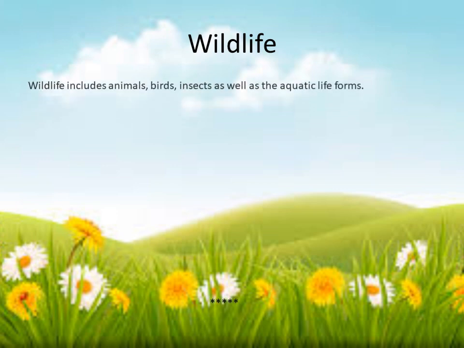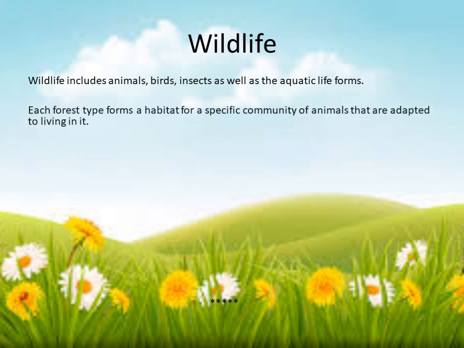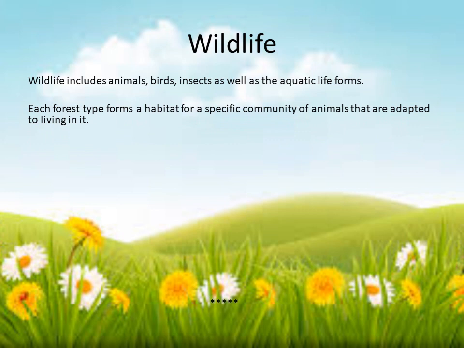Wildlife. Wildlife includes animals, birds, insects, as well as aquatic life forms. Listen, all of us know about wildlife. One thing I want to bring to your notice is that each forest type forms a habitat for a specific community of animals that are adapted to living in it. I am repeating, each forest type forms a habitat for a specific community of animals.